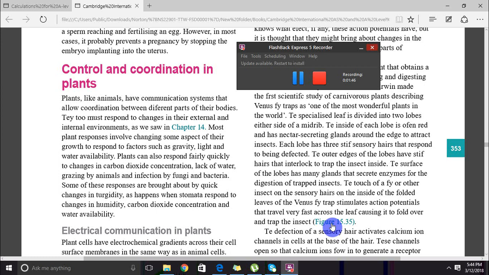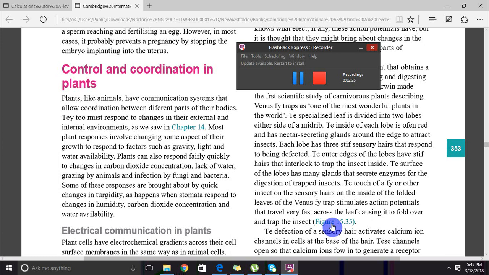So, some of these responses are brought about by quick changes in turgidity, right? As happens when stomata respond to changes in humidity, CO2 concentration, and water availability. And another example is of the mimosa plant. If you were to touch the mimosa plant, leaves would quickly roll up, and this change is actually brought about by changes in the turgidity.